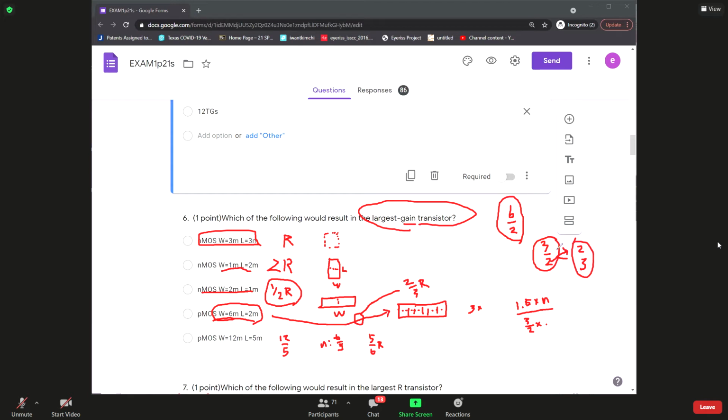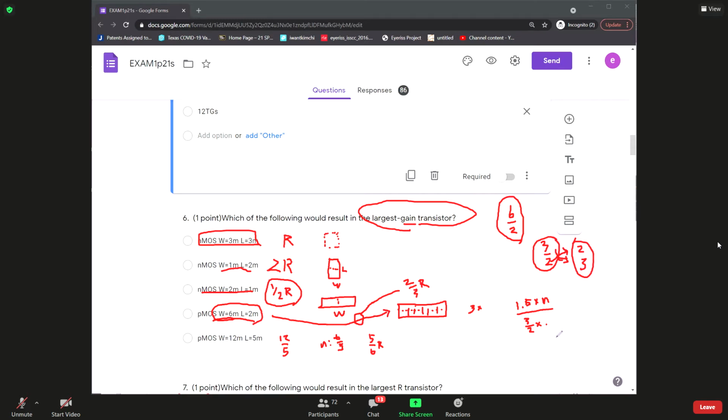Correct me if I'm wrong, but in simpler terms, if it's gain, we're just looking for resistance overall, right? Can we just always think of it as length over width? And if it's PMOS, multiply by 2, and if it's NMOS, don't multiply by anything, right? You just take the ratio you have, right?